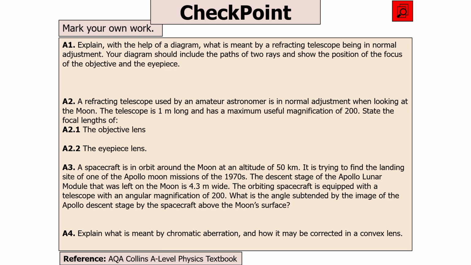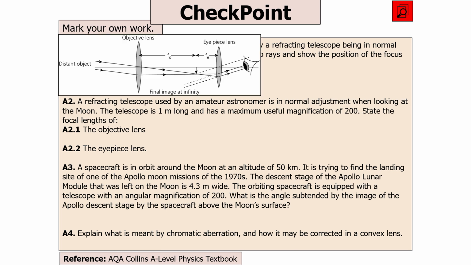Right, in this first one, you can see the diagram showing normal adjustment. It's the idea that when you have your objective lens and your eyepiece lens, where the lines cross for both the objective lens and the eyepiece lens, it's in the same position if they're in normal adjustment.